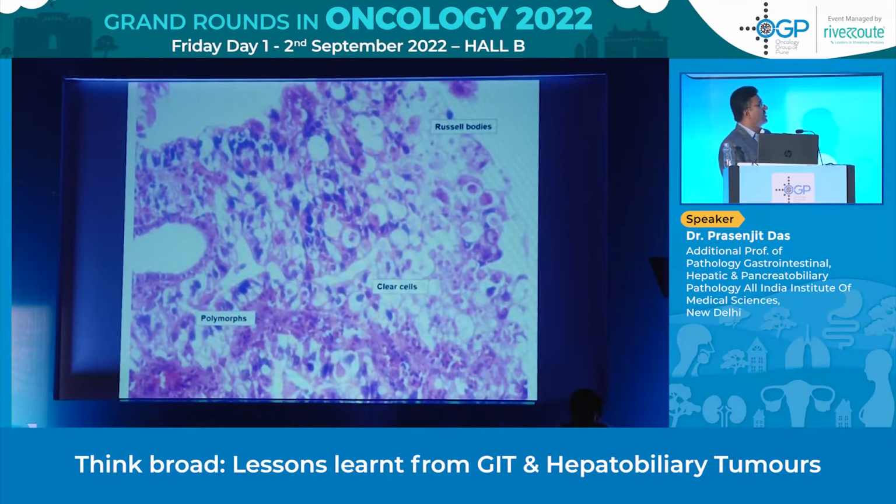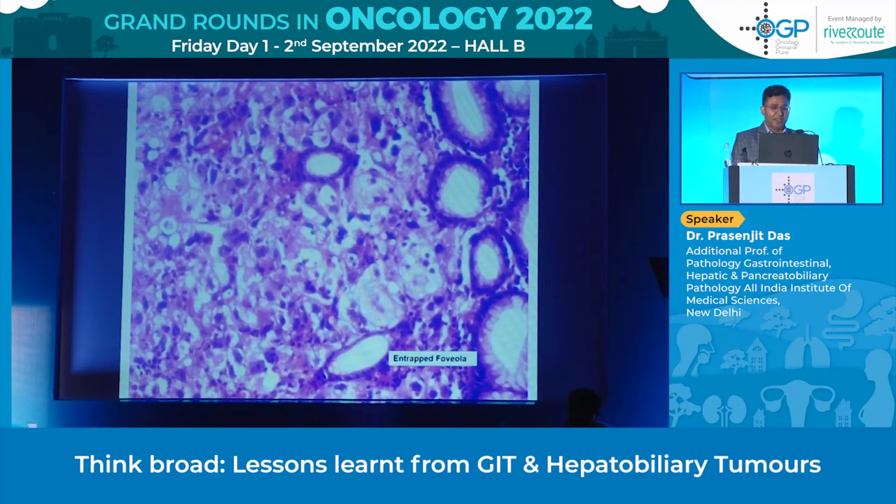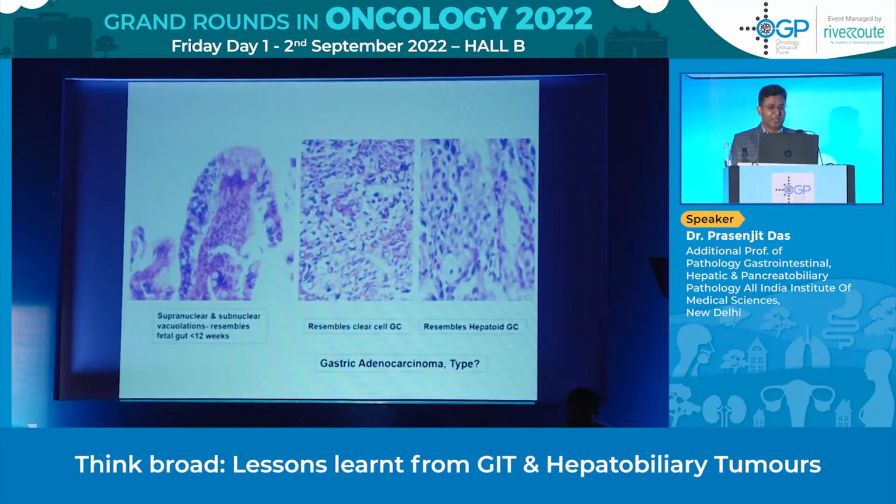And in addition, in the adjacent area, we could identify that the tumor was also showing a lot of polymorphs. So these cells were staring at me, and in addition there are many Russell bodies inside as well as in the adjacent area in the stomach. And I could also see some entrapped foveoli in between. So this is what I found.